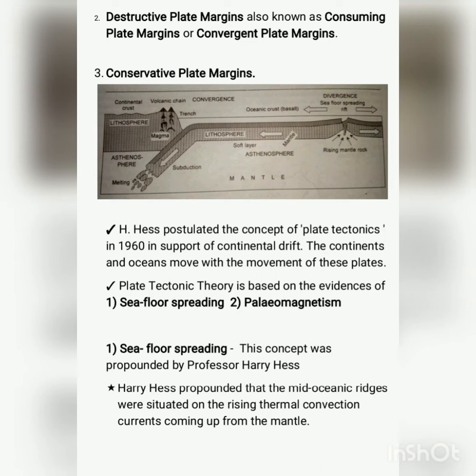Harry Hess propounded that the mid-oceanic ridges were situated on the rising thermal convection currents coming up from the mantle. So here Professor Hess is saying that the mid-oceanic ridges are situated along the line of the thermal convection current coming up from the mantle. This thermal convection current found inside the earth is responsible for the movement of the particles inside the earth. It generally comes up from the mantle, so the mid-oceanic ridges are situated along it.